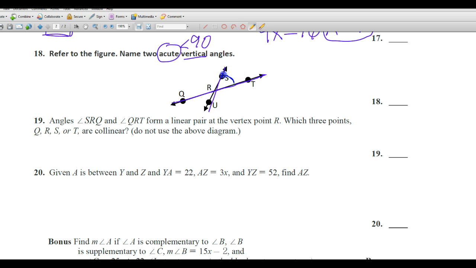We can go back to what I said first. These two angles, we can see that those are less than a right angle. Those are less than 90. So my answer would be angles QRU and SRT.